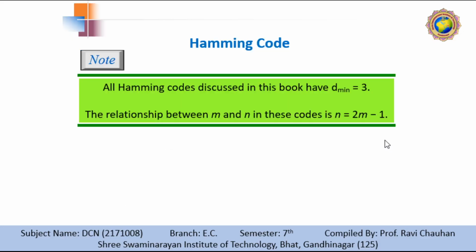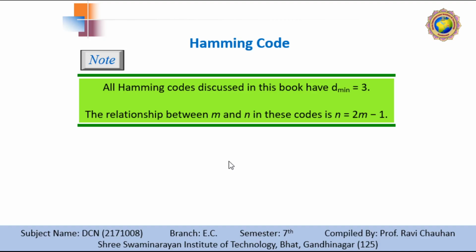Hamming code. Now let us discuss a category of error correcting codes called the Hamming codes. These codes were originally designed with d minimum equal to 3, which means that they can detect up to 2 errors or correct one single error. Although there are some Hamming codes that can detect and correct more than one error, our discussion focuses on the single bit error correcting code.